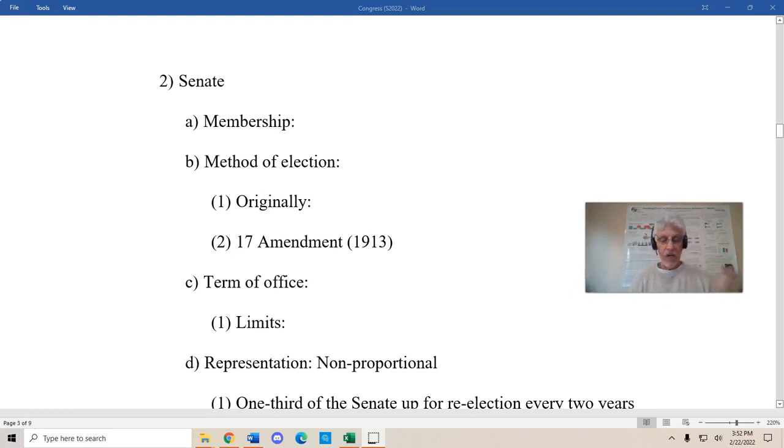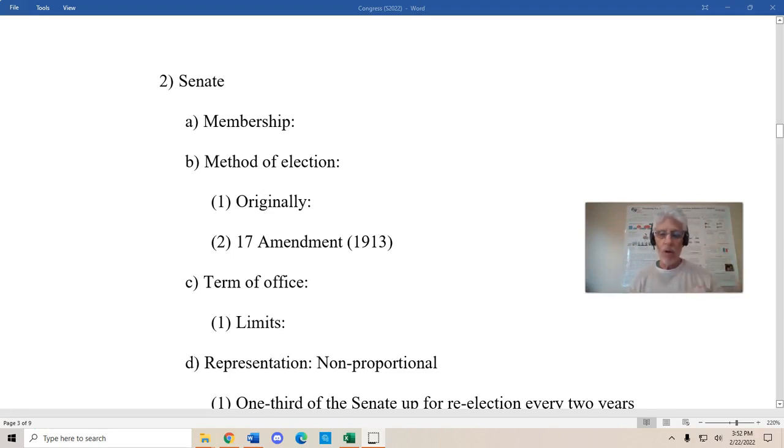So there are 100 members of the United States Senate. In terms of their method of election, originally, when the Constitution was ratified and adopted, members of the Senate were elected indirectly. Now, if you recall from the lecture on the Constitution, an indirect election is one where voters vote for somebody, and then whoever they vote for selects their representative. Or let me be more clear on that.